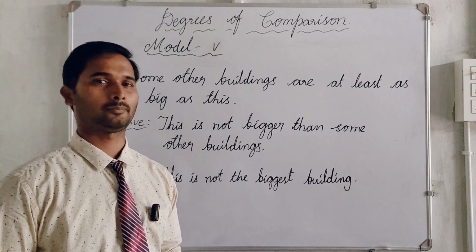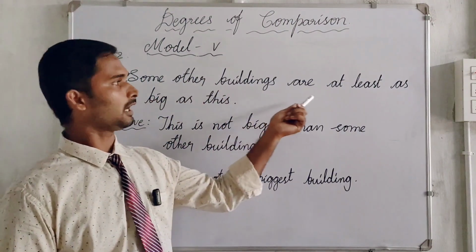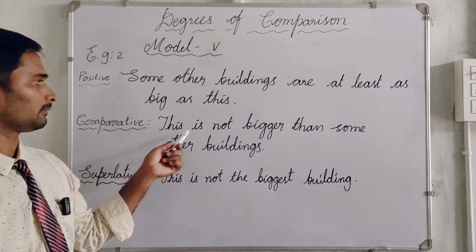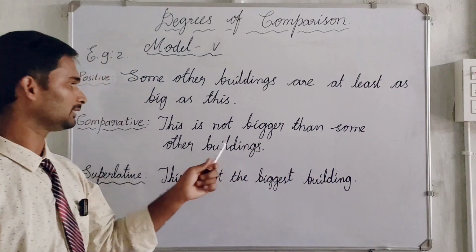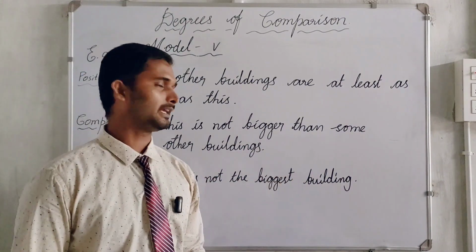Let us learn some more examples of Model number 5. Here is an example. Some other buildings are at least as big as this. Comparative form: This is not bigger than some other buildings. Superlative: This is not the biggest building.